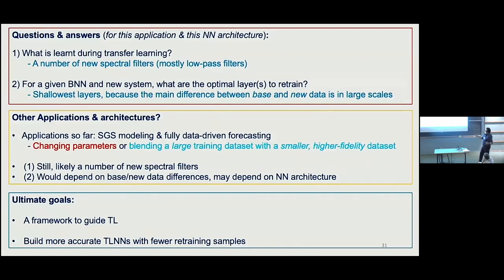If you think of other applications of transfer learning, it's either SGS modeling or full data-driven forecasting. Maybe when a parameter changes, or maybe if you want to blend 2 data sets, maybe a large training data set with a smaller high-fidelity data set from observation. For all these applications, we think it's probably going to be something similar, but again, you can check. For question 2, the answer we think would depend on the data and the architecture. Because of that, we have been working on developing a framework that would guide the transfer learning.